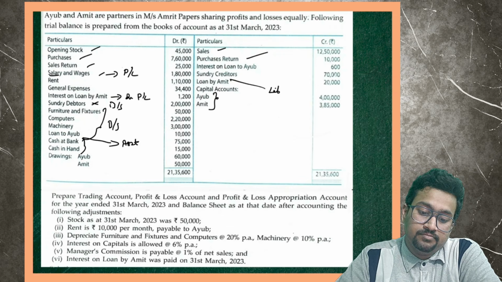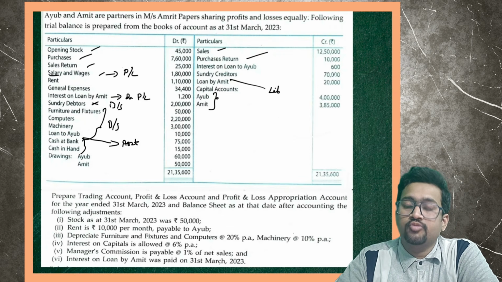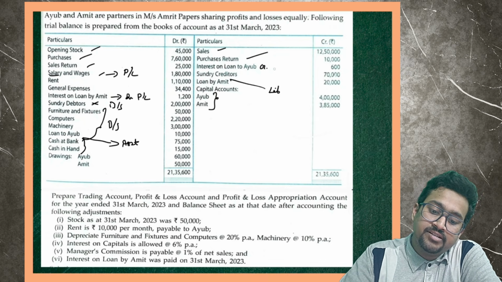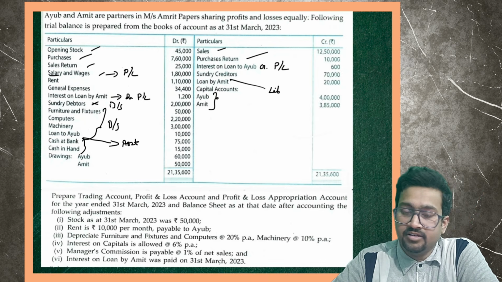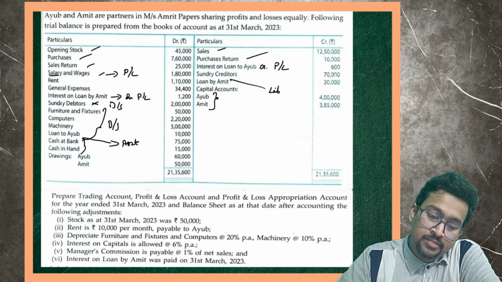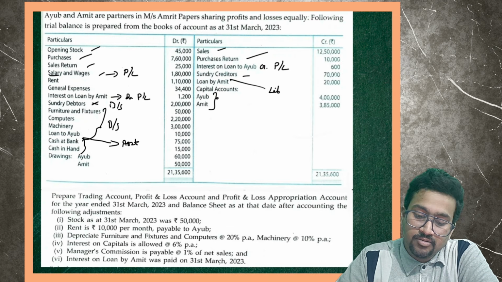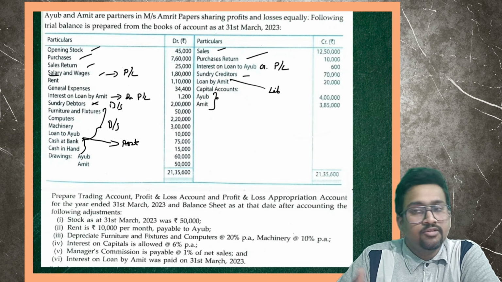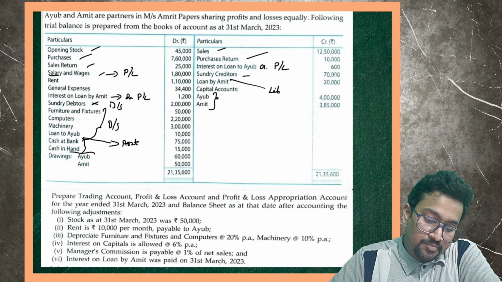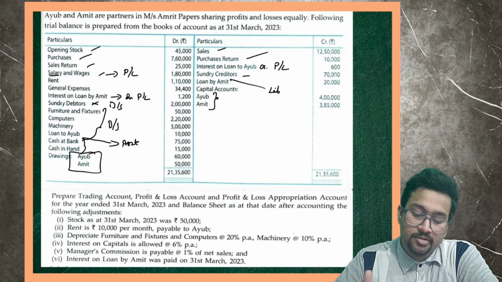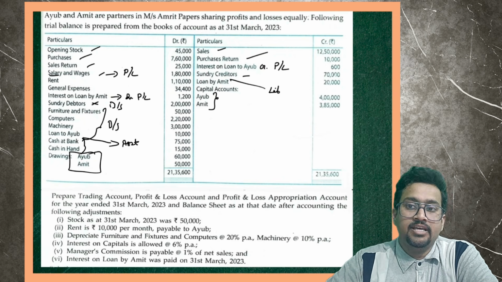You already know this. Next we have the interest on loan to Ayub. We have given the loan to Ayub, for that we are getting the interest. So this will be on the credit side of the PL account. It's a type of income for the firm. Then creditors, again liability side of the balance sheet. Then capital, obviously it will go to the balance sheet itself. And this drawing part, normally we used to reduce from the capital itself. So we'll be doing the same thing over here as well.